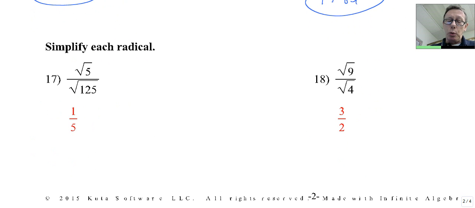Okay, and the next ones, we have to get rid of the radical in the denominator. So one way I could do this, I'm going to work the first one 2 ways, is I can simply say, okay, let's take the square root of 5 all over the square root of 125, and let's multiply it by whatever is in that radical.